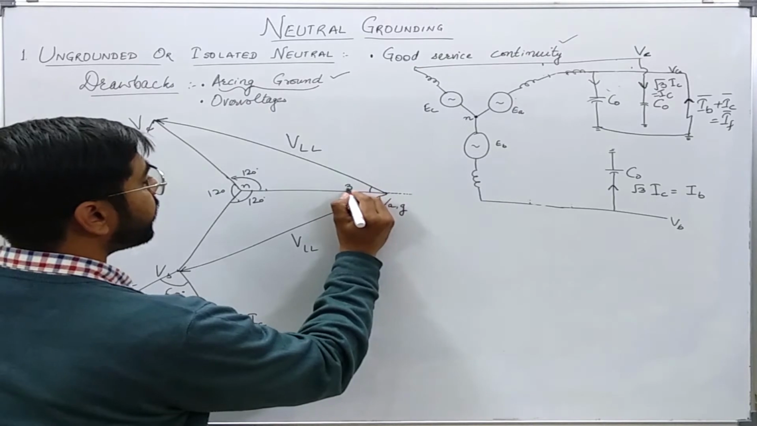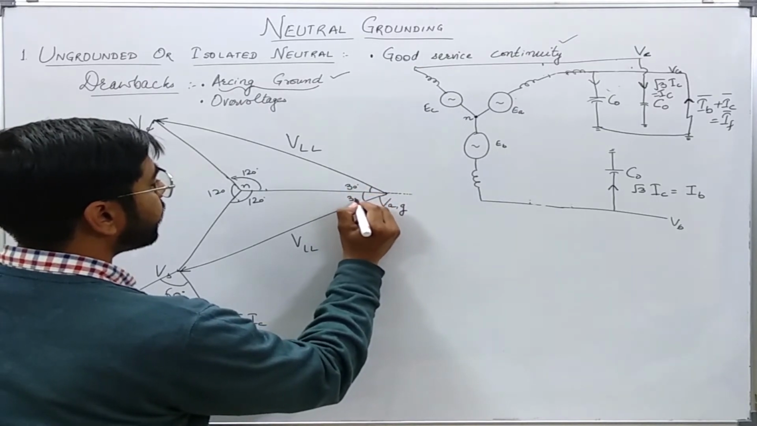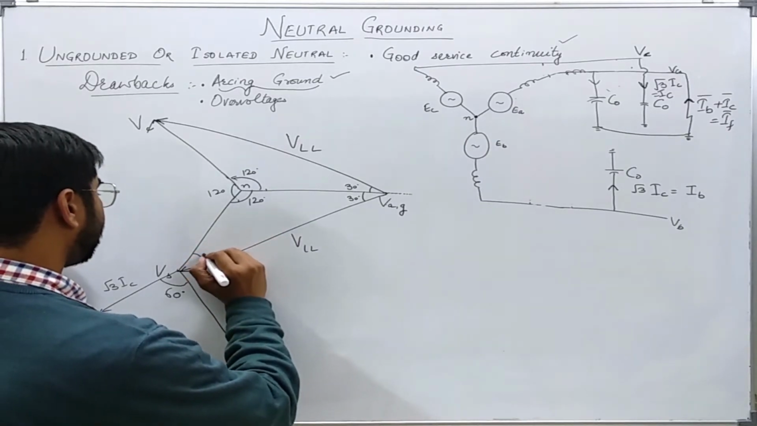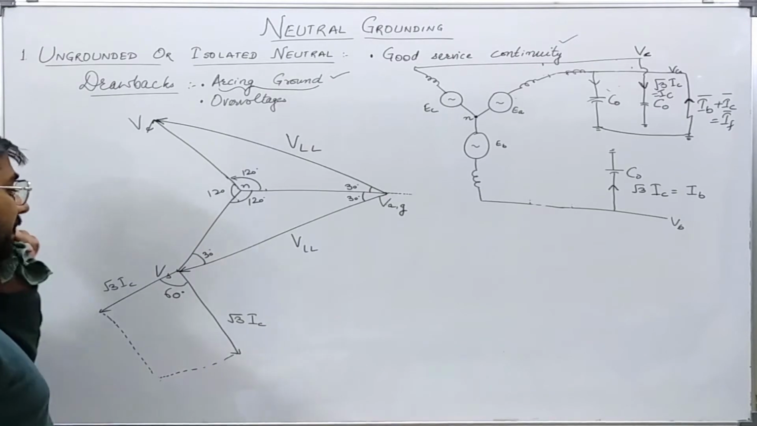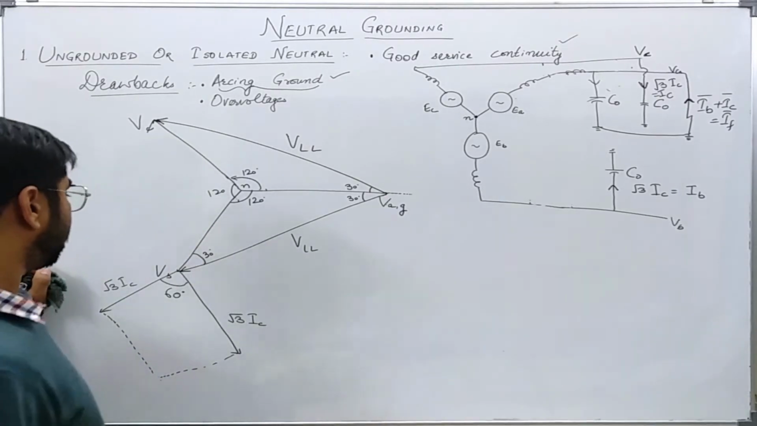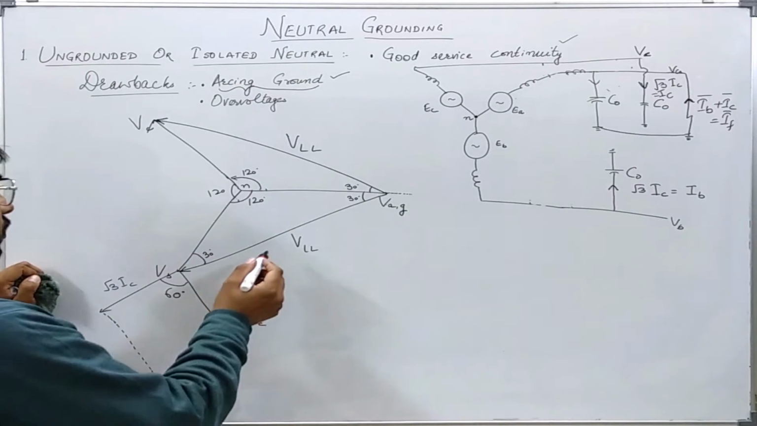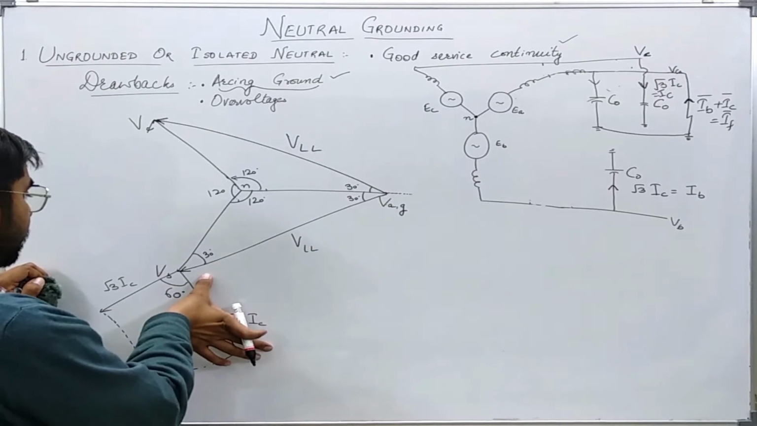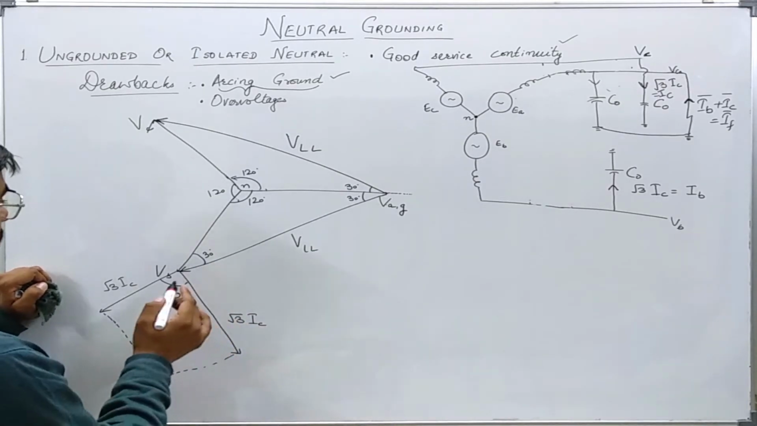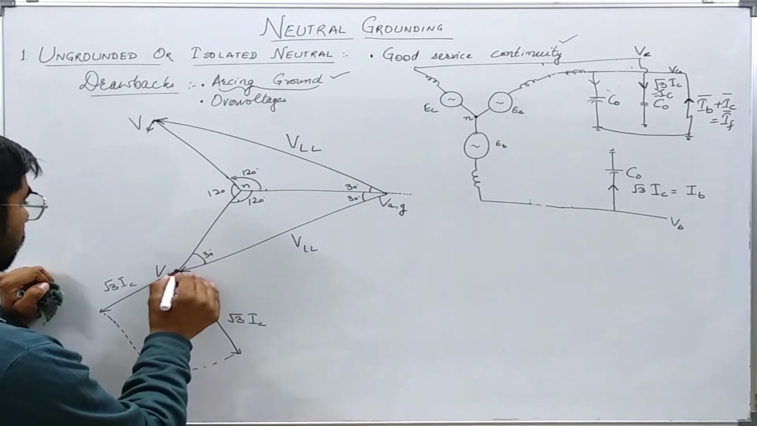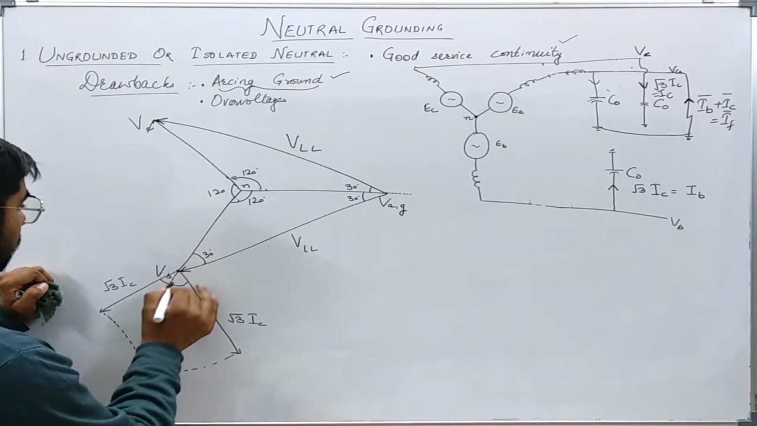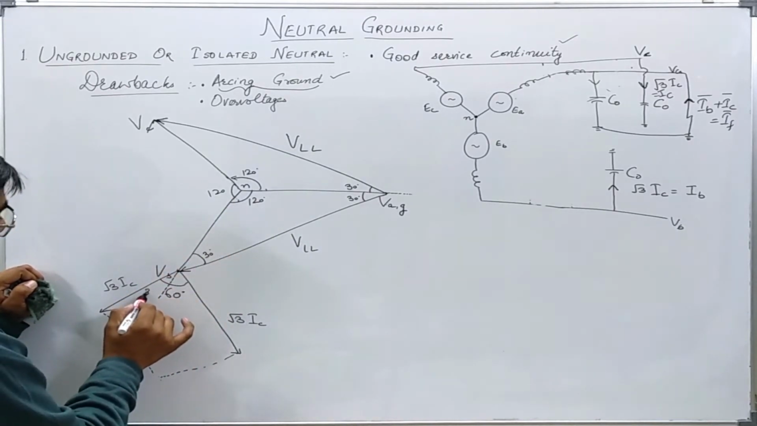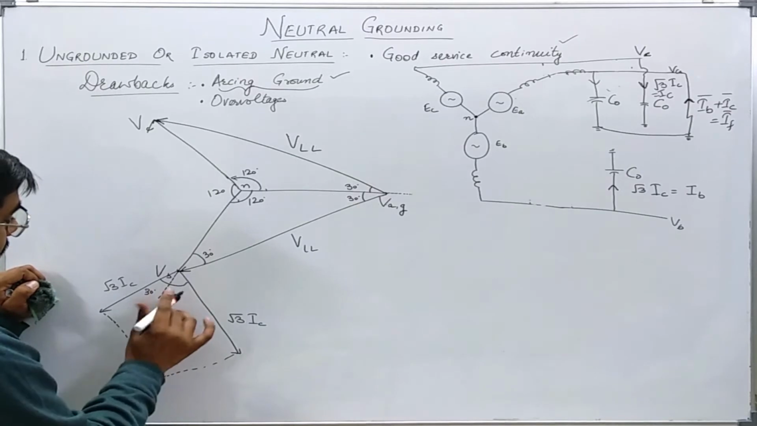This is angle 30 degree. This is angle 30 degree. Okay, and this is also angle 30 degree. Now this is VLL and it is perpendicular to this. This thing will be acting like a bisector to this angle. So this will be 30 degree and this will be 30 degree.